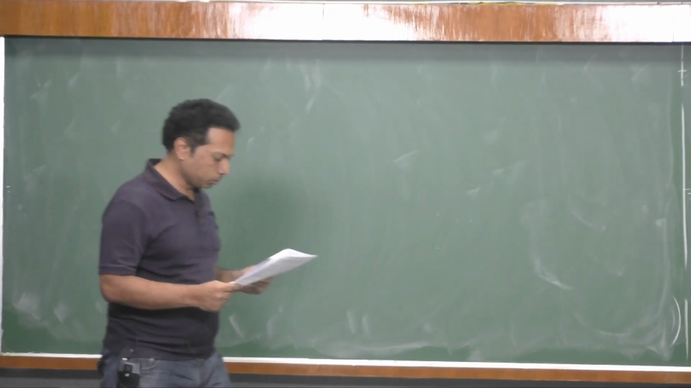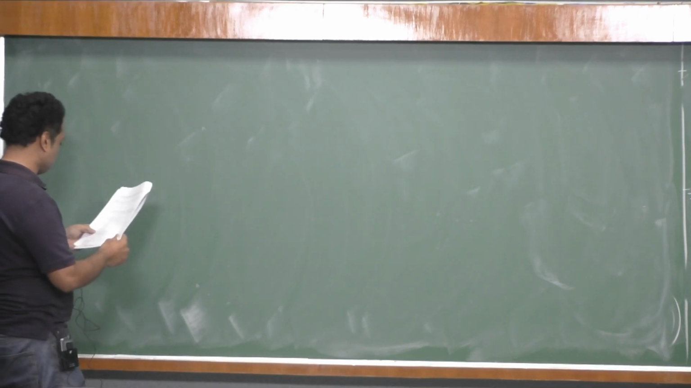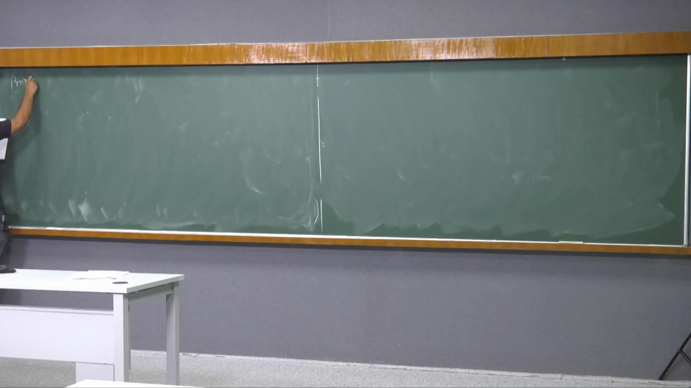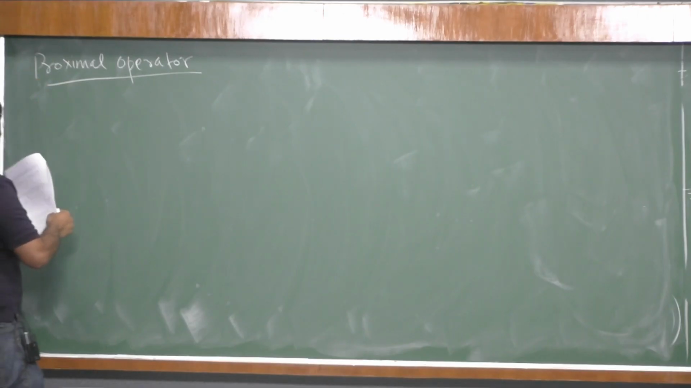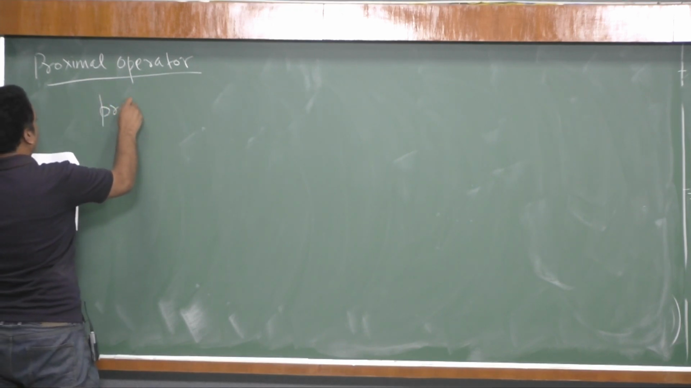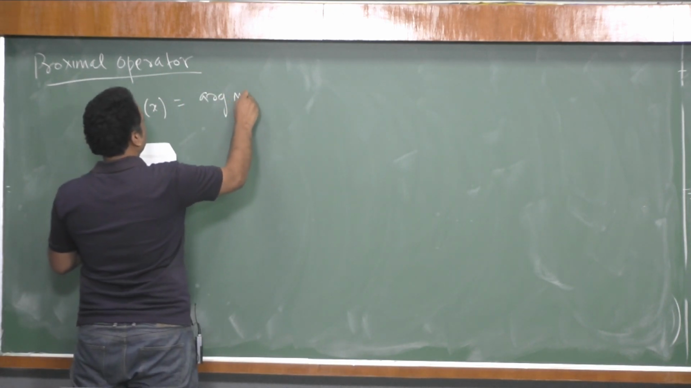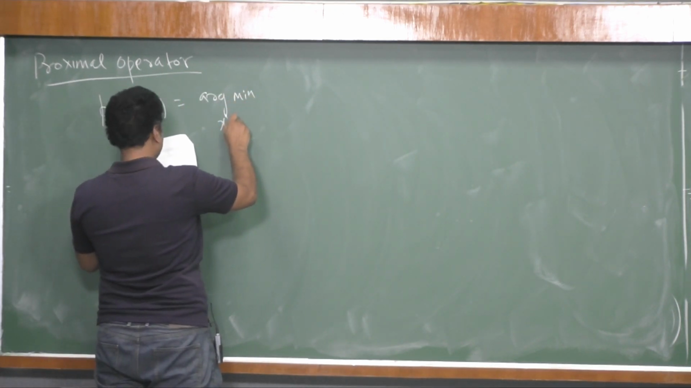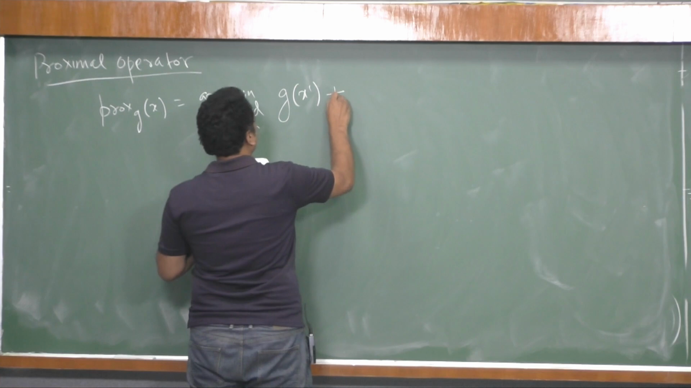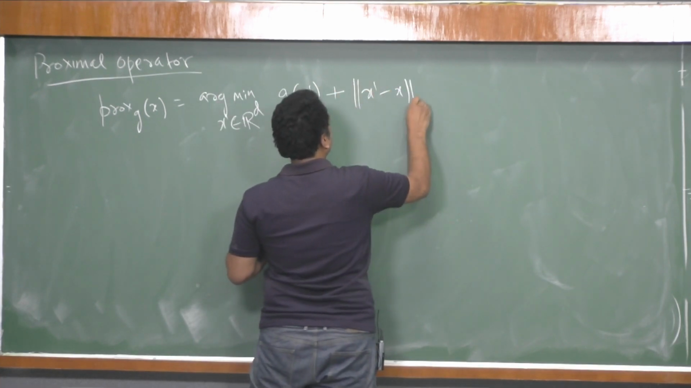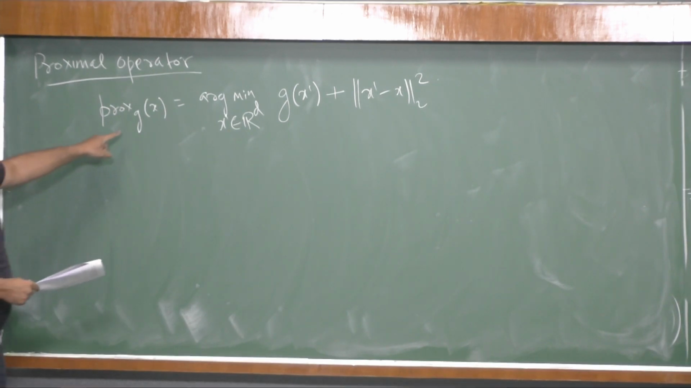We are working on non-smooth functions, and in the last class we defined a proximal operator. The proximal operator was defined as argmin over x prime in R^d of g of x prime plus the squared norm of x prime minus x. So this is called the proximal operator of g.